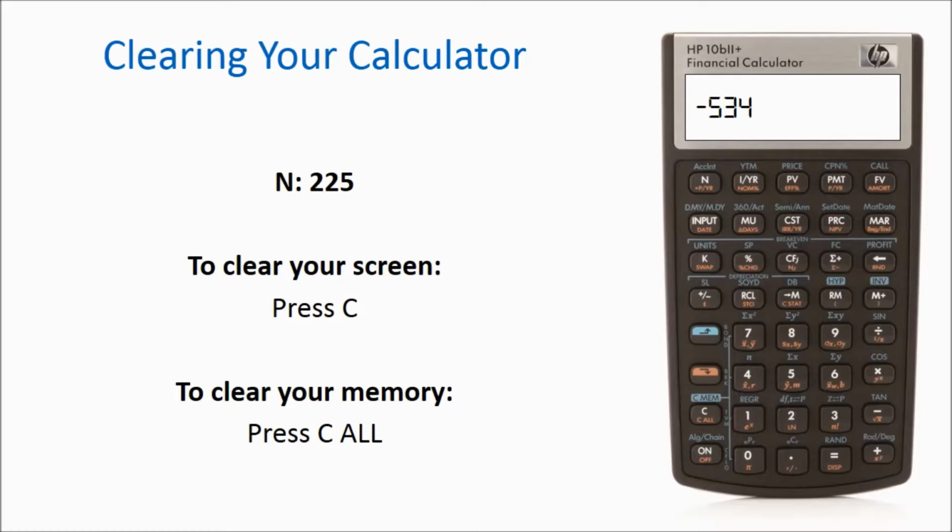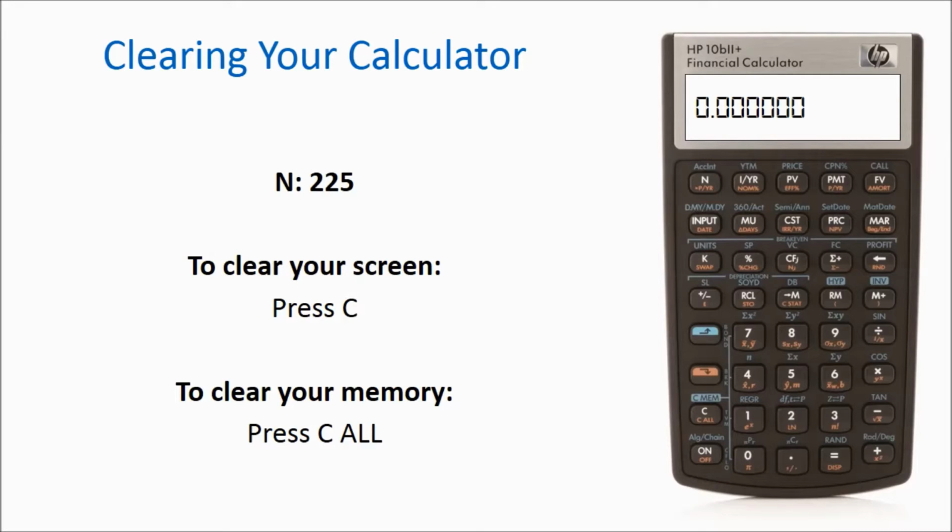If you want to clear the memory of your calculator, press Shift Clear All. This will not just clear your screen, but also clear all the values you entered in your calculator before. So all those values that we entered previously, nominal rate and payment, will be erased.